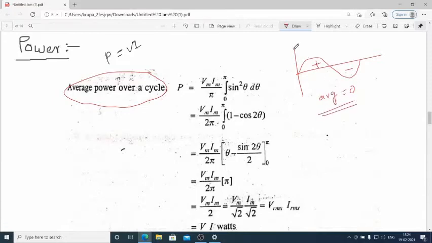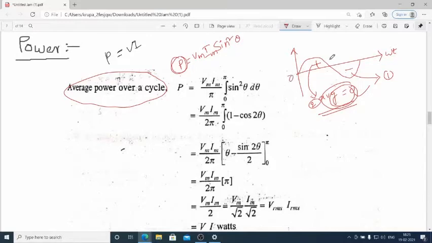So in order to find the average value of a sine wave, we will consider only either the positive or the negative half cycle. If both are combined, we will get the 0 value. So P is equal to, from the previous slide, power is equal to Vm Im sin square theta.